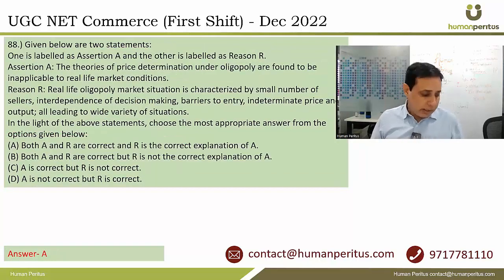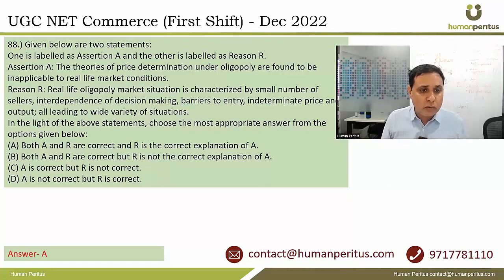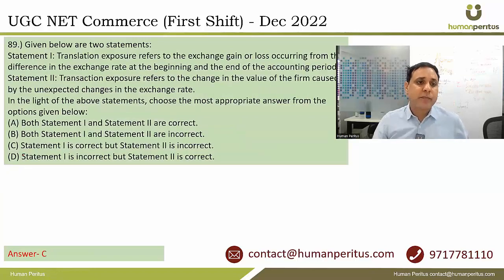Next one. The theories of price determination under oligopoly are found to be inapplicable to real life scenarios. Why? Because a real life oligopoly market has features like a small number of sellers, interdependence of decision making, and barriers to entry. These are some of the factors which determine the oligopoly market, and it's difficult for them to exist in real life market conditions. Therefore, both A and R are correct, and R is the correct explanation of A. Therefore, A is the correct answer.